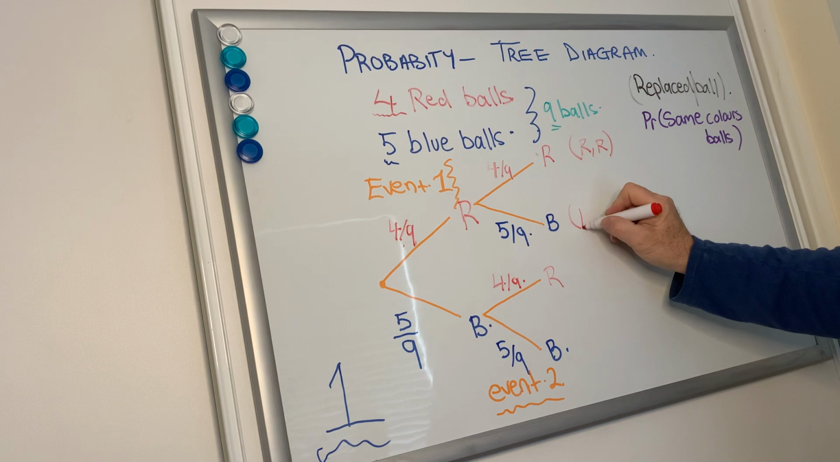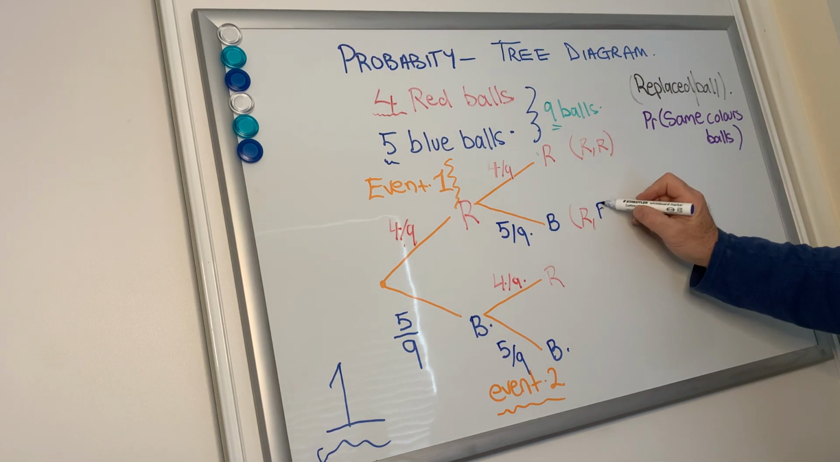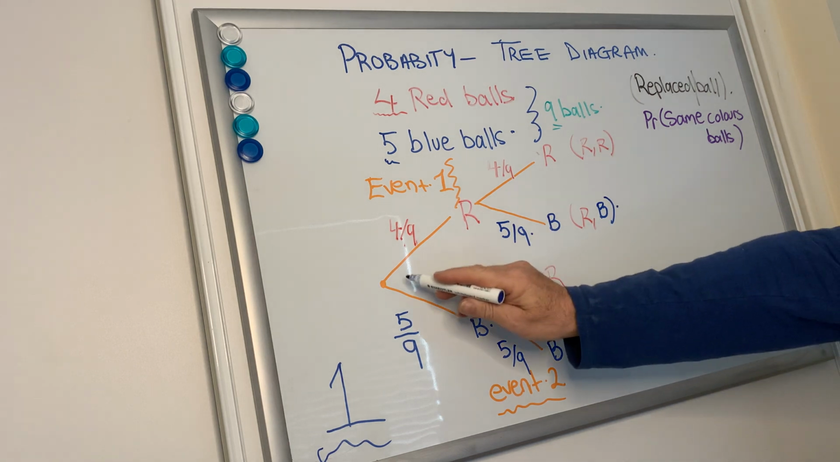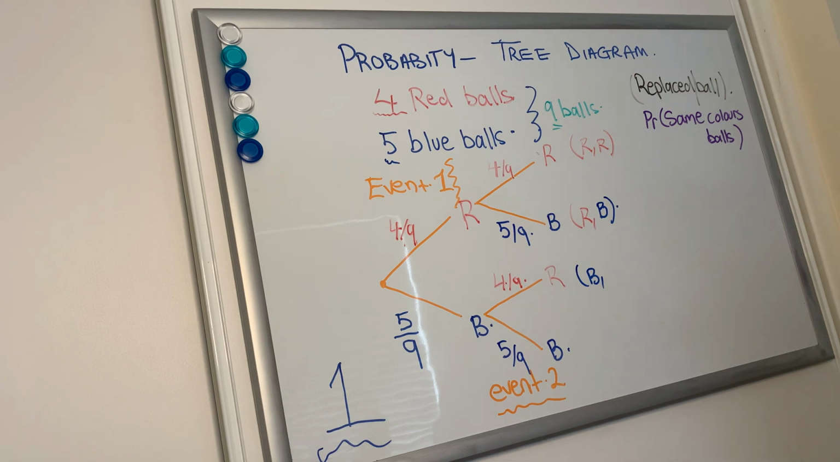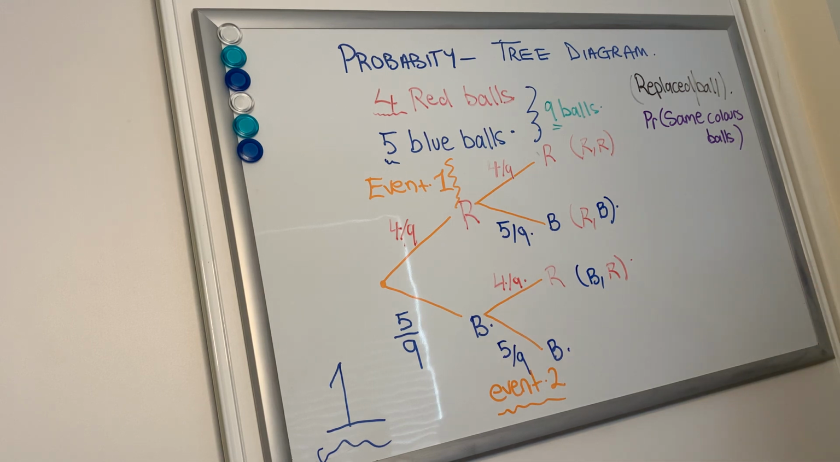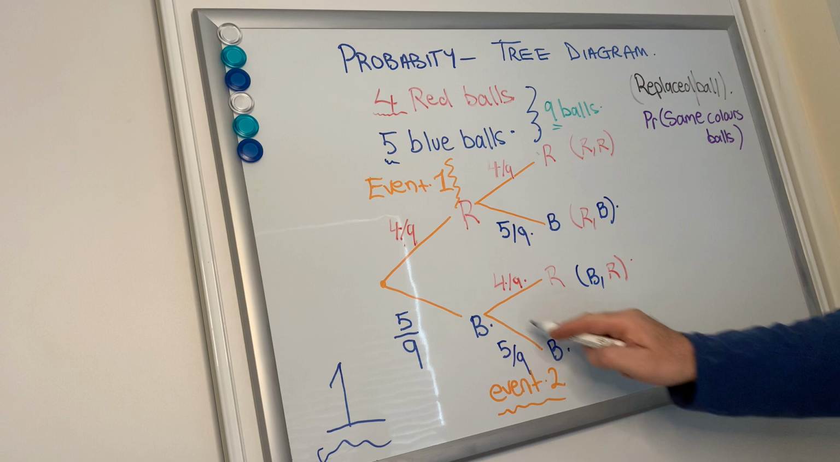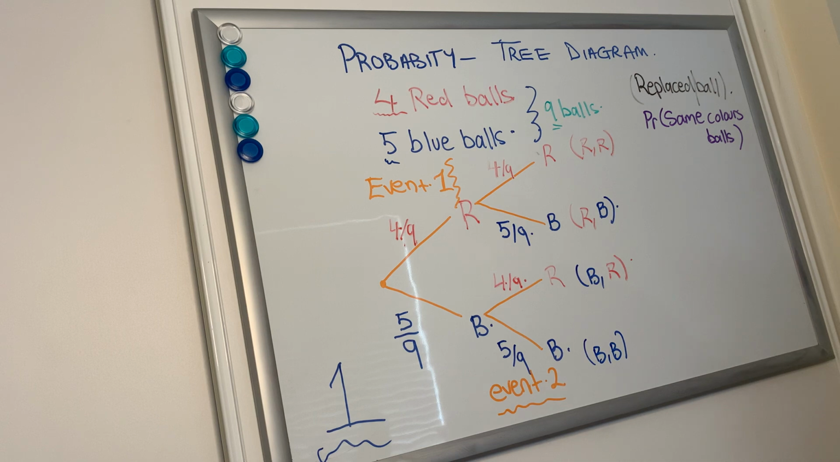This one is a red and a blue. This one along there is a blue and a red, and then this one along here is a blue and a blue. And what I like to do is actually put the probabilities in there. The question is asking for the probability of the same colour balls.